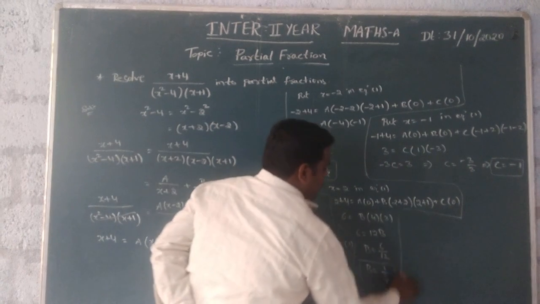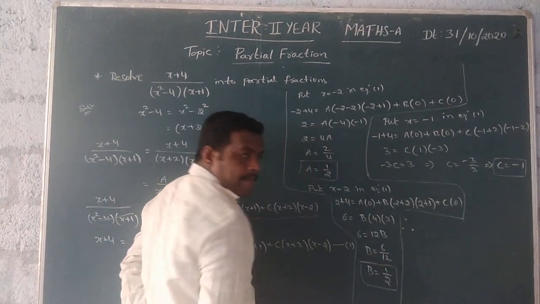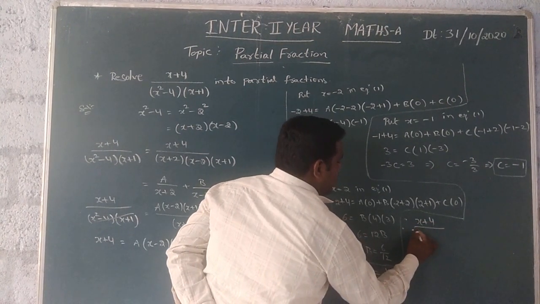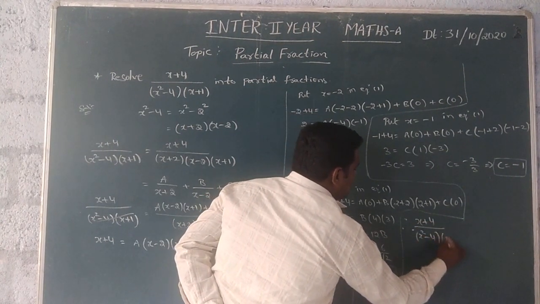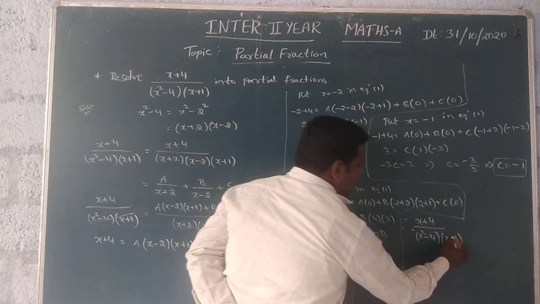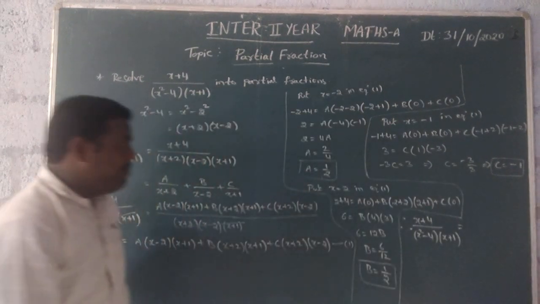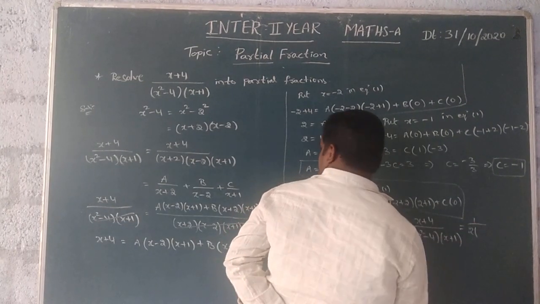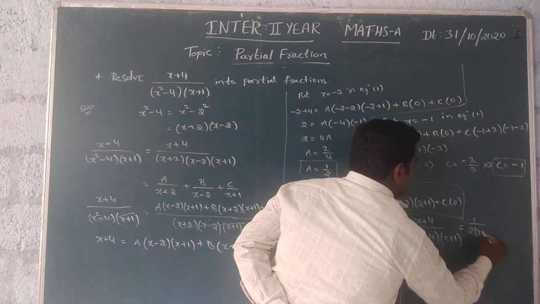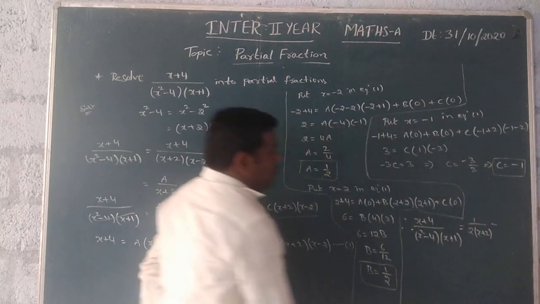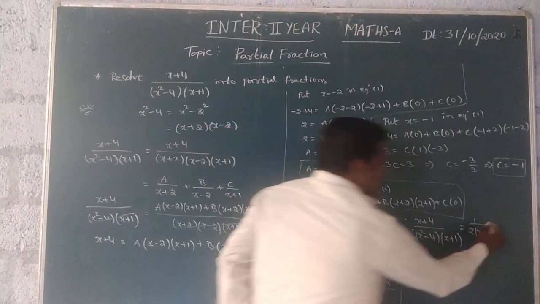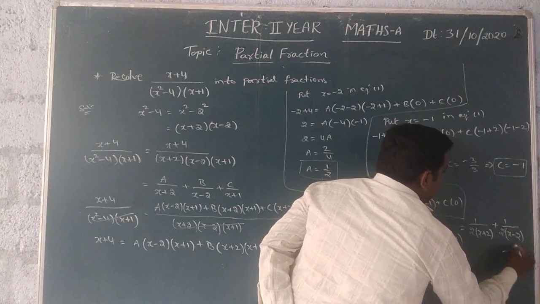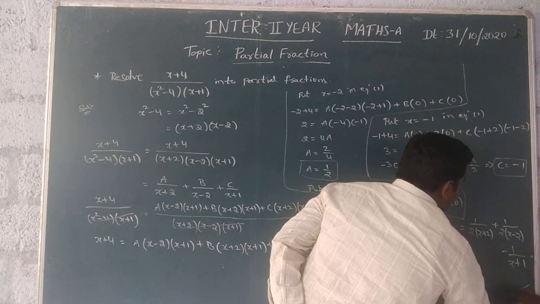So substituting these three values, therefore x plus 4 by x square minus 4 of x plus 1 is equal to, what is the value of a? 1 by 2, so 1 by 2 of x plus 2, plus, what is the value of b? 1 by 2, so plus 1 by 2 of x minus 2, plus c, minus 1 by x plus 1.